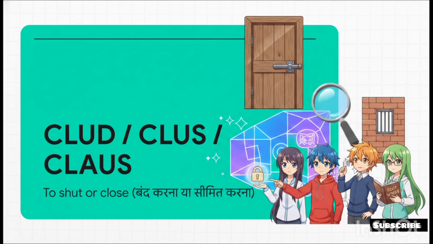Whenever you see the letters CLUD, CLUS, or CLAUS in a word, a boundary is being firmly drawn. Exits are being blocked. Spaces are literally closing in on you. Because this root simply means to shut or close. Band karna ya simit karna.